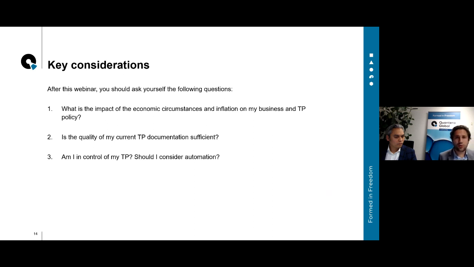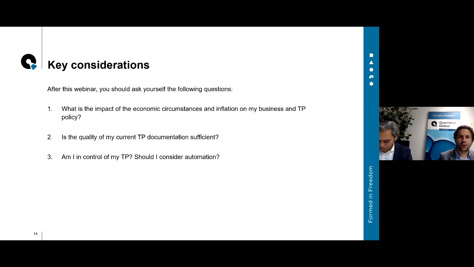Then again, that's also in line with the transfer pricing documentation. So is your transfer pricing documentation sufficient? The quality sufficient? Having paper mitigates a part of the risk, but could still be very much challenged. Also, the example I gave before, where one specific comparable may be challenged, that could really also impact your transfer pricing documentation. In a broader perspective, am I in control of my transfer pricing? Should I consider automation, for example? That's something to ask yourself.